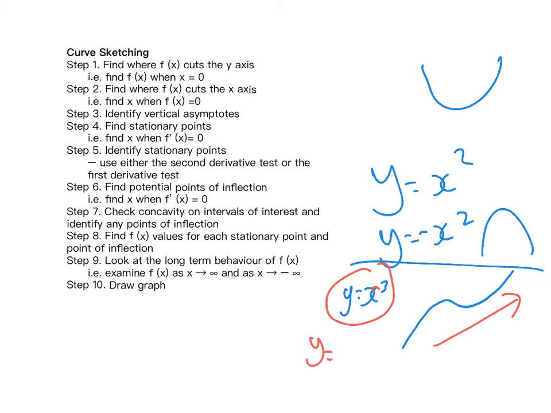If y is negative x cubed type, then our graph will be heading down, turning, and down again. So it'll have a negative overall behavior like that. So that's the bit we do at the end to make sure we've got all our directionals correct.